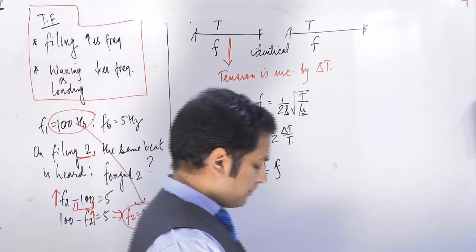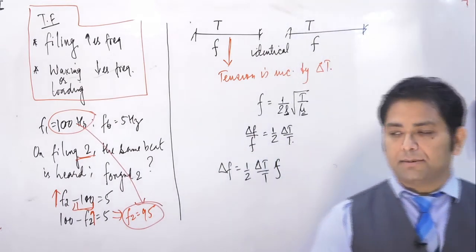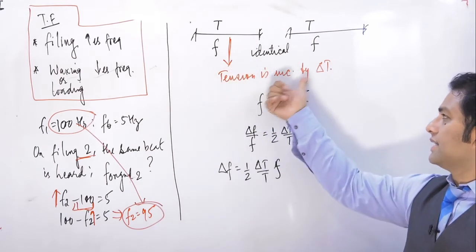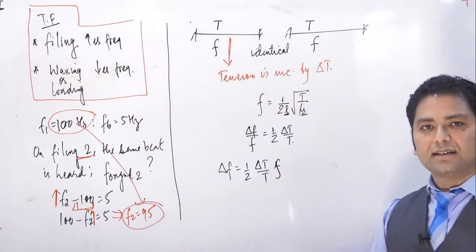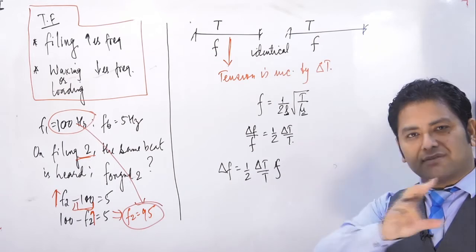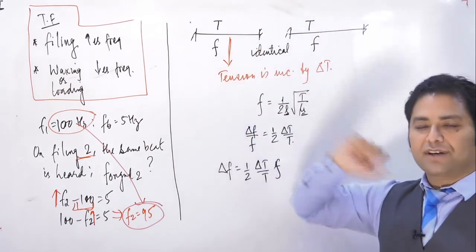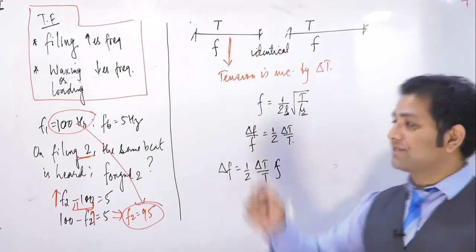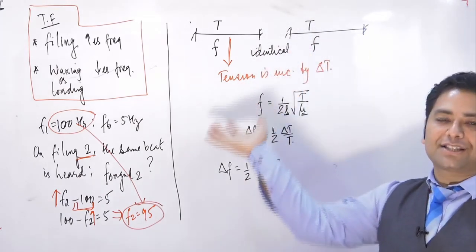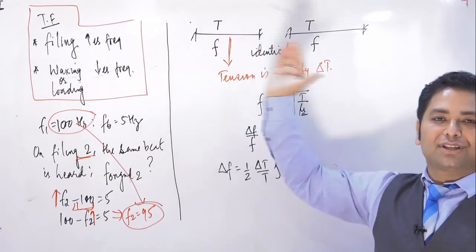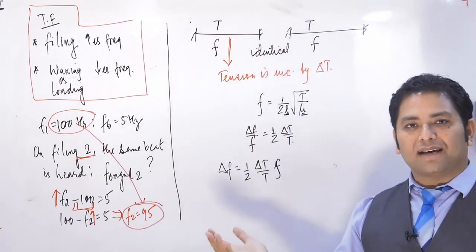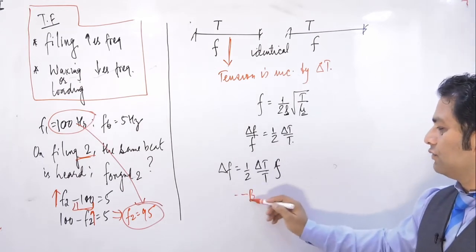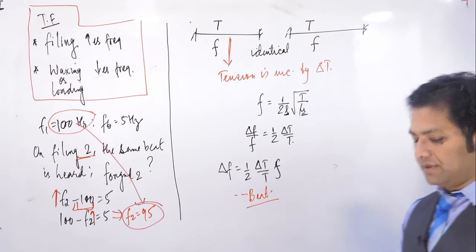And realize delta F is the increase in frequency if tension is increased by delta T. But if you cleverly realize, the increase in frequency itself is the frequency mismatch, because the other frequency is still F and this increases by delta F. So the difference is delta F, or as I said, the mismatch in frequency is delta F. So this itself will be the beat frequency.